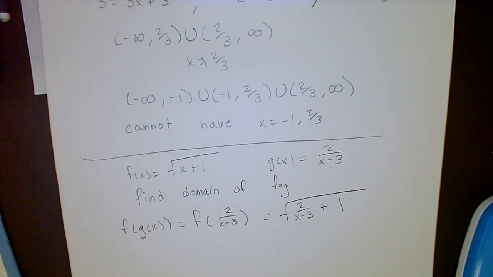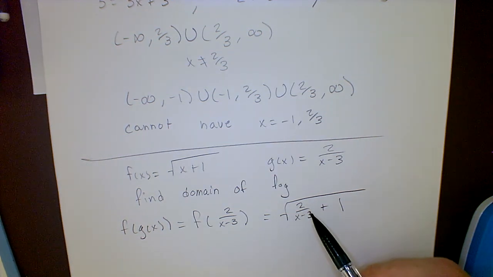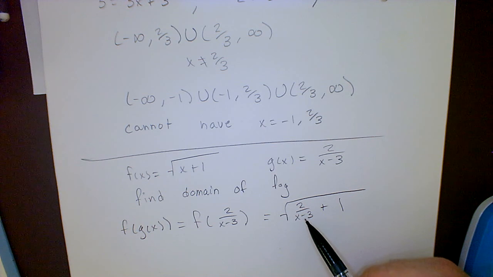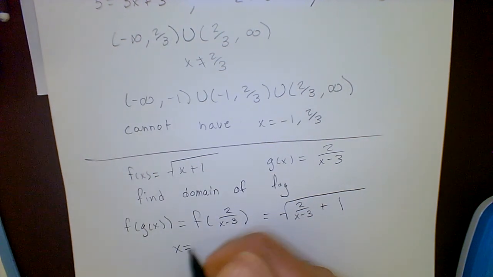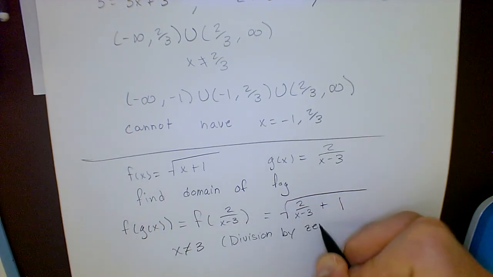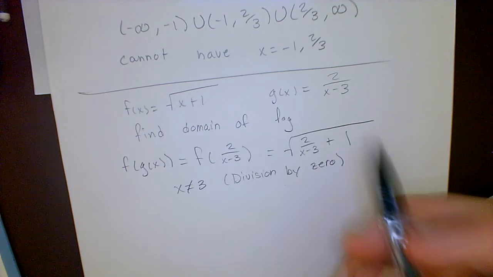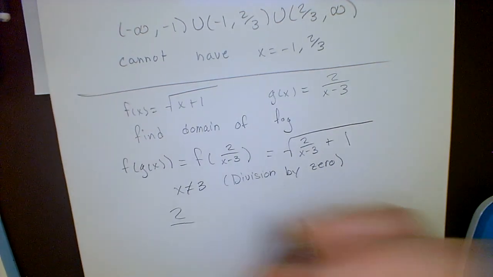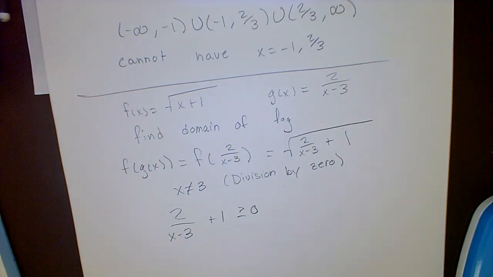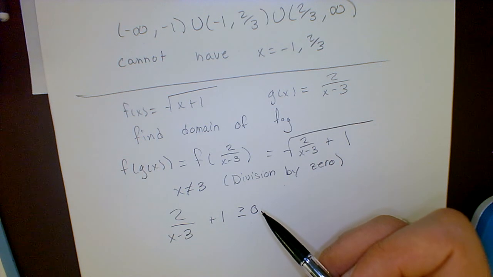Okay, so in this one we've got to be careful because we have a square root and we have a division here. I need to first figure out, well, if I put x equal 3 in here, then it's 2 divided by 0, and that's no good. So x cannot be equal to 3. The reasoning is division by 0. Now the other thing we have to take care of is the square root. So 2 over x minus 3 plus 1 has to be non-negative, not positive. There's a difference: non-negative includes 0, positive does not include 0.